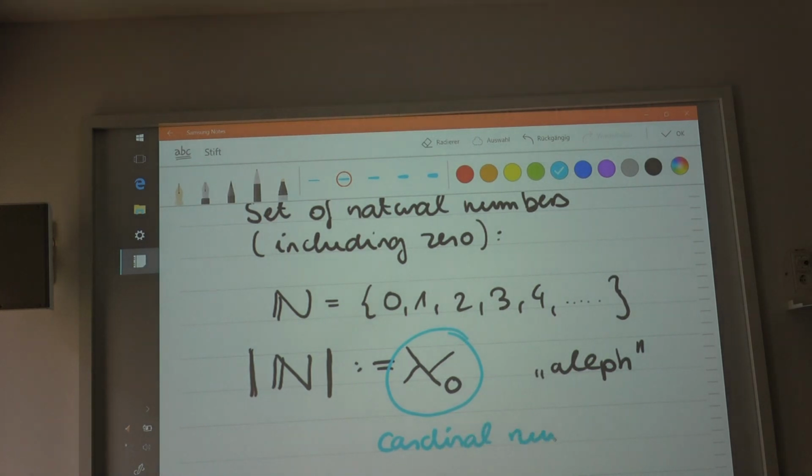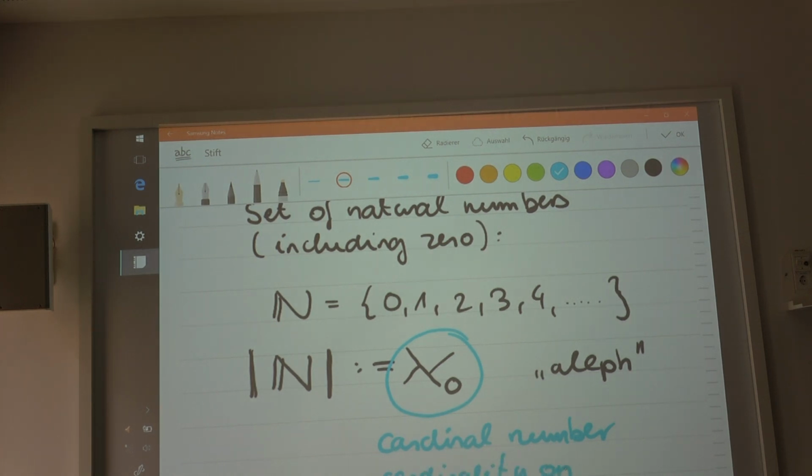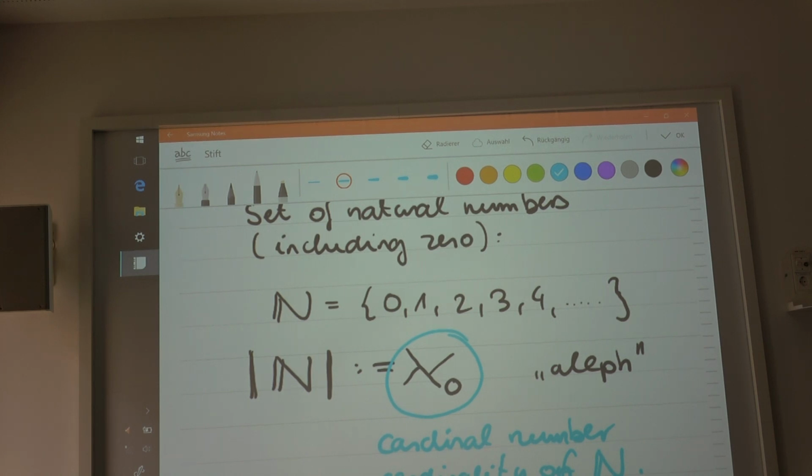And that would be equal to the cardinality of the set of natural numbers. This is kind of weird, I understand, but you don't have to be afraid of this. This is just an abstract definition, so we have to call it somehow.